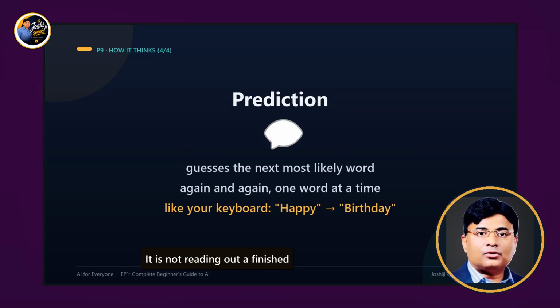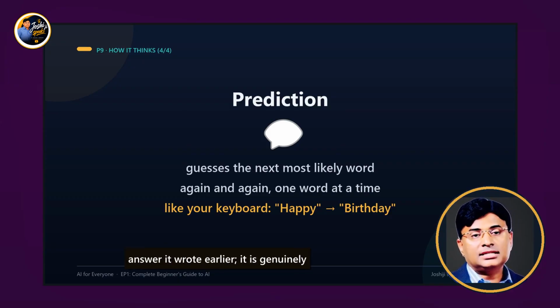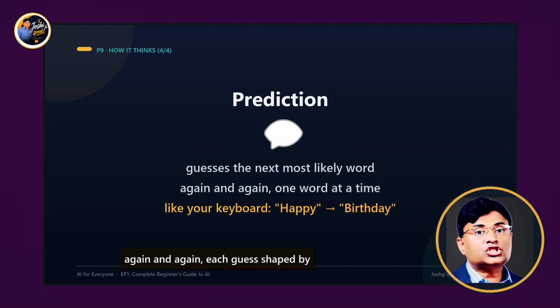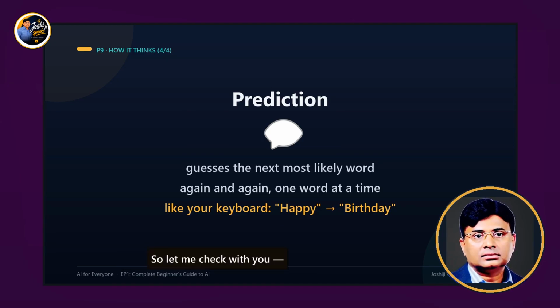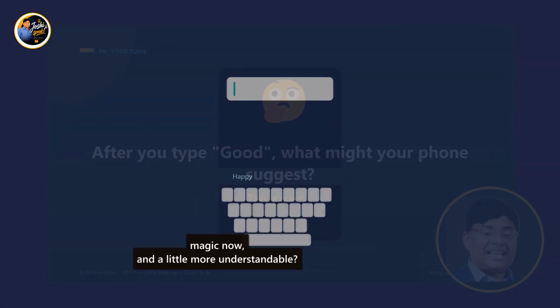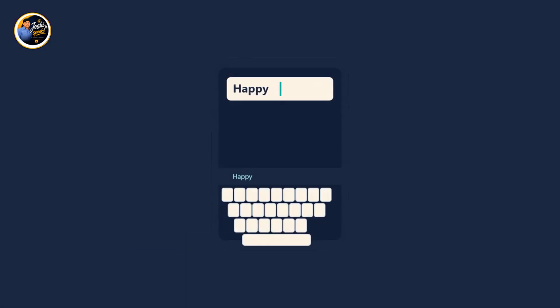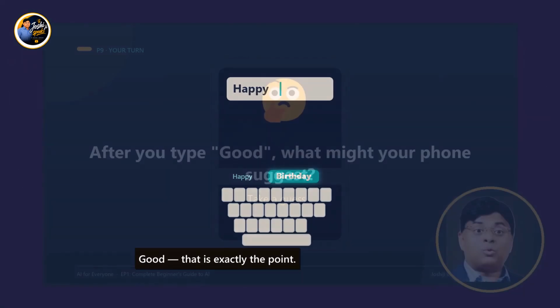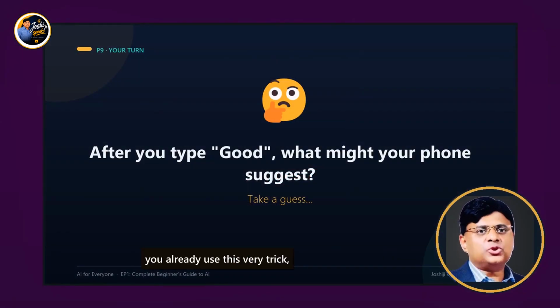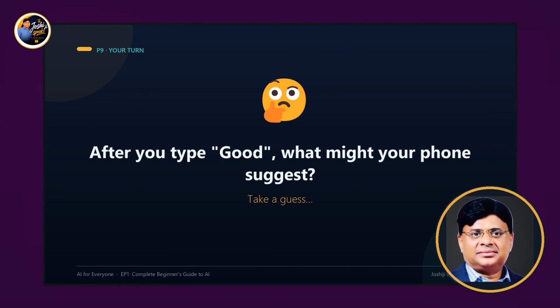It is not reading out a finished answer it wrote earlier, it is genuinely choosing the best next word, again and again, each guess shaped by the whole so far. So let me check with you, does it feel a little less like magic now, and a little more understandable? Good, that is exactly the point. And here is the loveliest part: you already use this very trick, every single day.